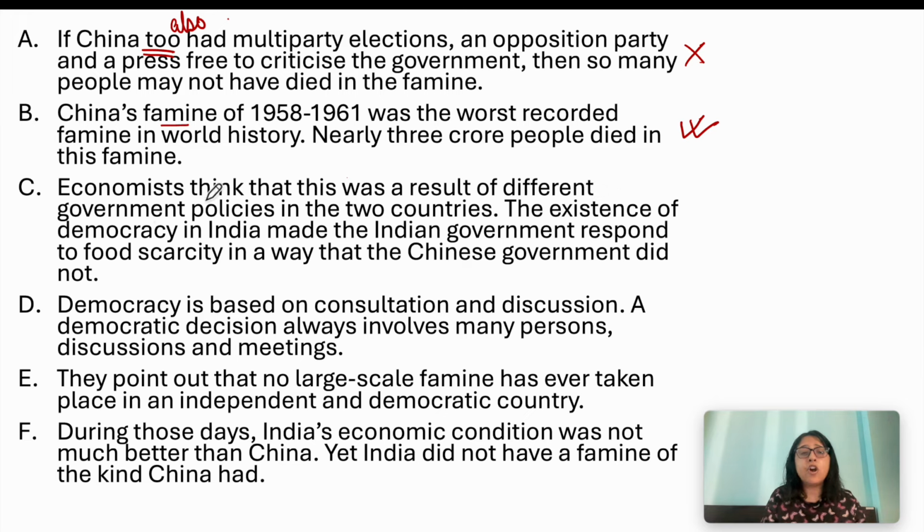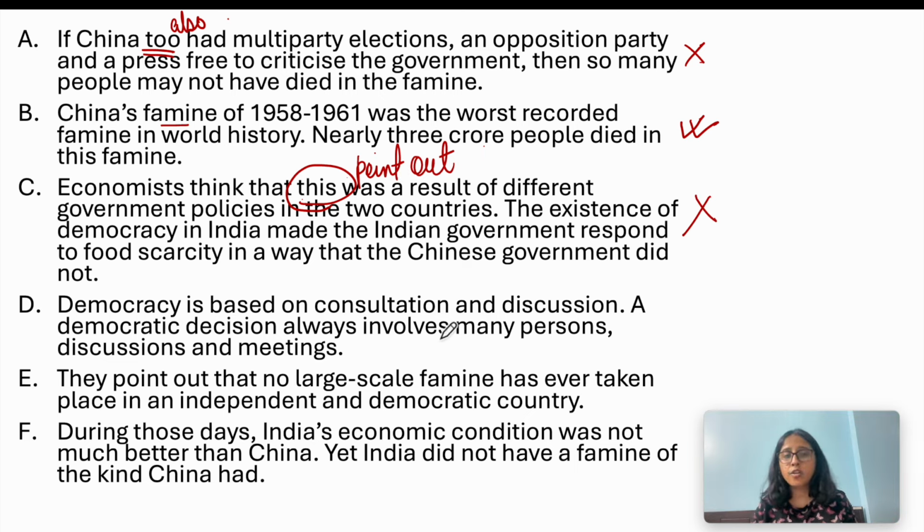Economists think that this was a result of different government policies in the two countries. The existence of democracy in India made the Indian government respond to food scarcity in a way that the Chinese government did not. So economists think that this was the result. This is used for pointing out. So your first sentence cannot have such a word. This is a demonstrative pronoun. Your first sentence cannot have any demonstrative pronoun or any demonstrative adjective.